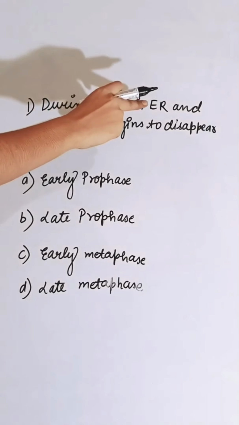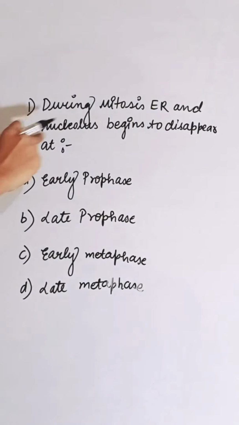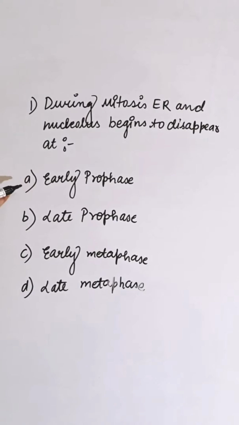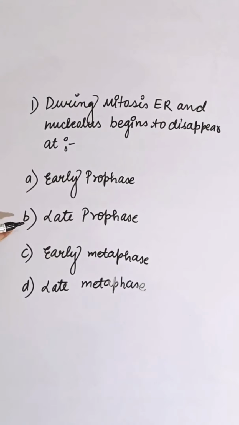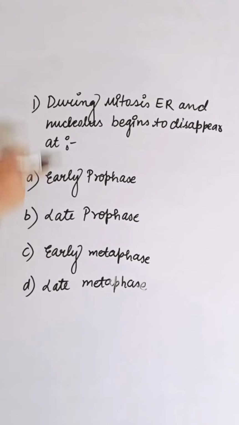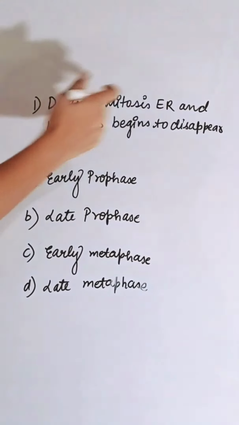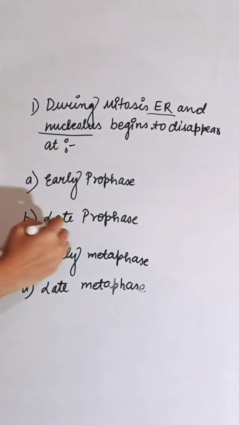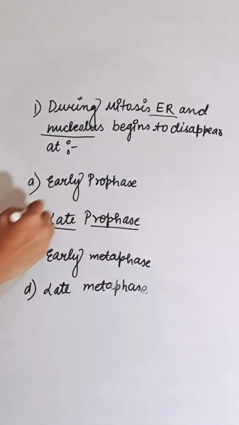During mitosis, endoplasmic reticulum and nucleolus begin to disappear at: first option early prophase, second is late prophase, third is early metaphase, and fourth is late metaphase. During mitosis, endoplasmic reticulum and nucleolus begin to disappear at late prophase. So correct answer is B.